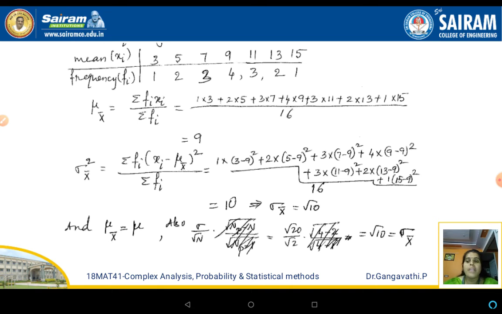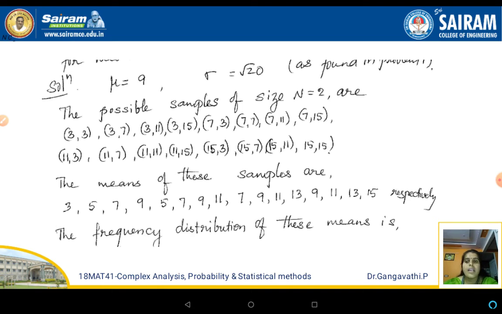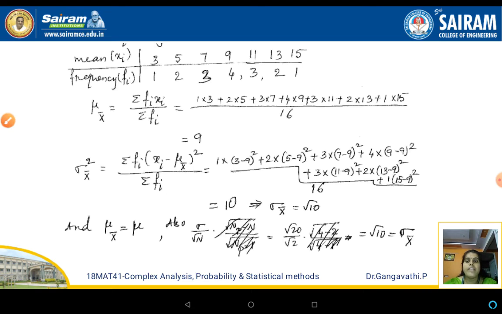Look at your mean values. 3 has appeared only once. There is no 3 again here. Therefore we have written it as 1. So 3 has appeared 1 time.